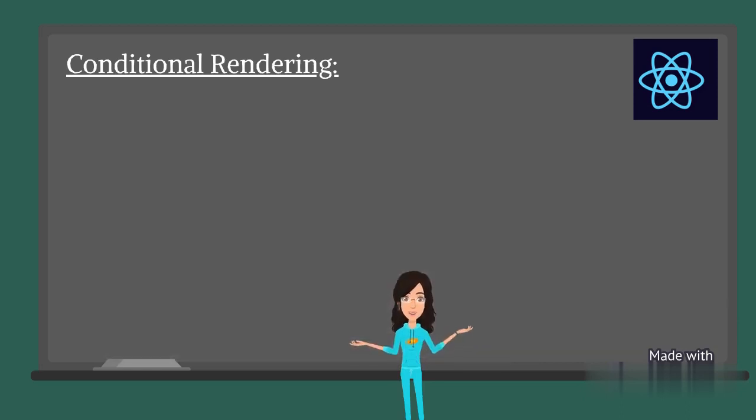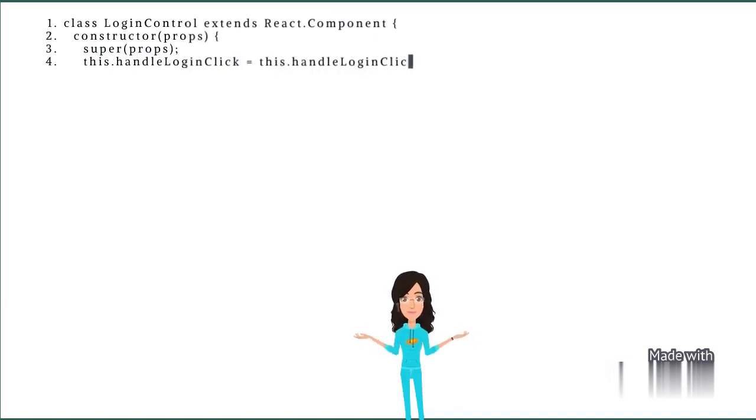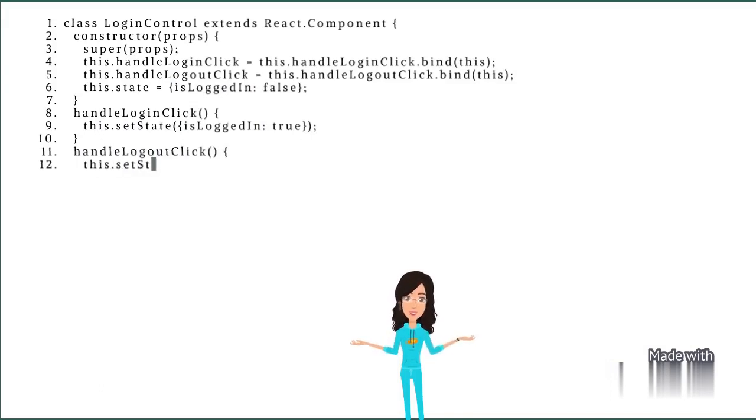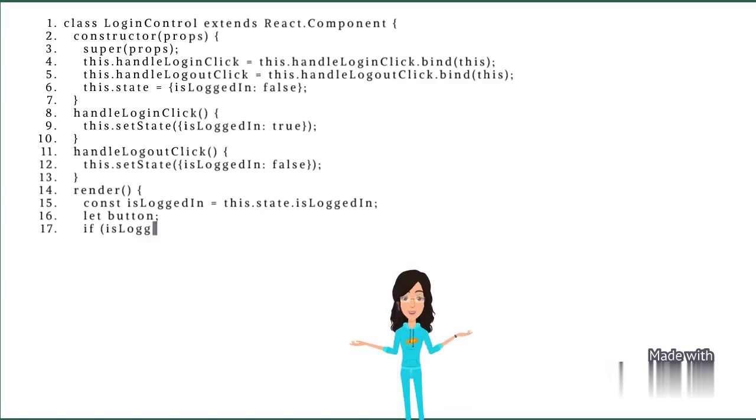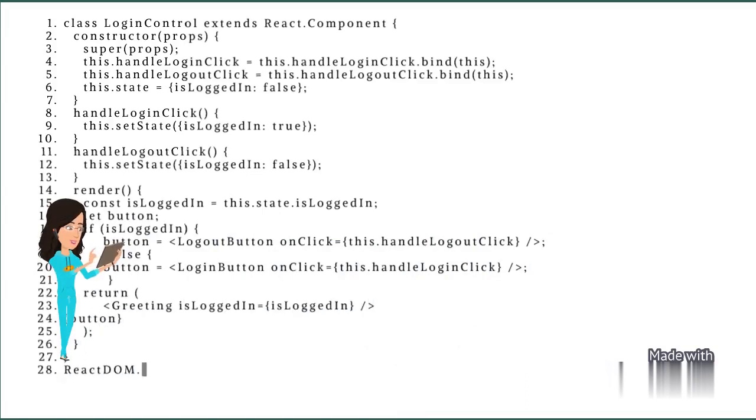So in the example now on screen, I create a stateful component called LoginControl. What is a stateful component? I already explained. The component which has state is called a stateful component. It will render either the login button or the logout button depending on its current state, and it will also render the Greeting component from the previous example. So look at the code.